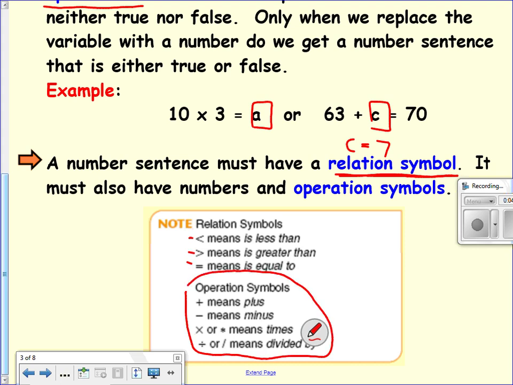So when you start working on your assignment tomorrow at school, and if you don't remember what a relation symbol is, just keep track. It needs to be able to tell you what's going on. Is it greater than? Is it less than? Is it equal to? Operation symbols means, are we going to be adding, subtracting, multiplying, or dividing? Okay. Keep these little tips in mind. You know where to go back to this video if you need help. Let's keep on rolling here.